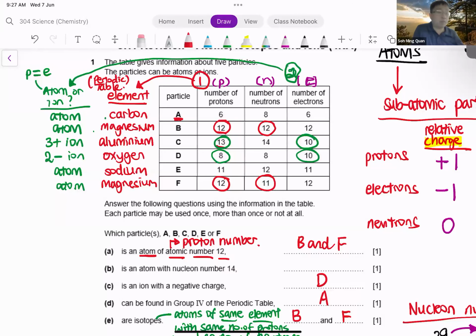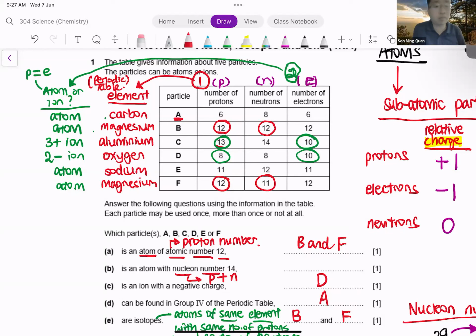Which one is an atom with nucleon number 14? Nucleon number is proton plus neutron. That means you add up the P and the N equals 14. So you go through the list. Which one adds up? The P and the N added together is 14.